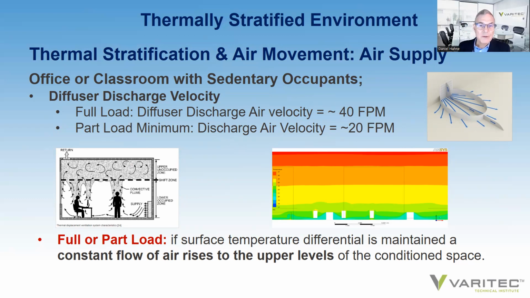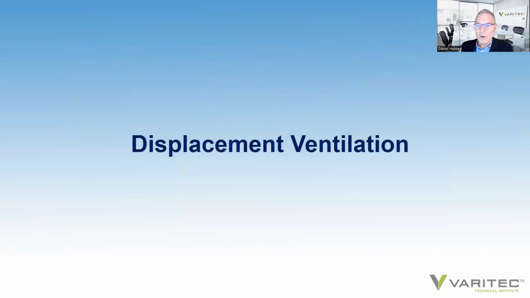These systems can be variable air volume, and you can get penetration of air down to as low as 20 feet per minute. So it's pretty interesting that with a thermally stratified environment, a continual flow of air is always moving upwards throughout the space wherever there is a heat source. So what is the HVAC solution to create a thermally stratified environment? It's known as displacement ventilation.